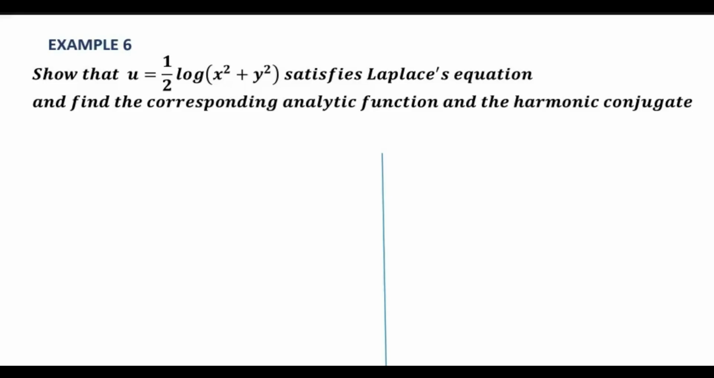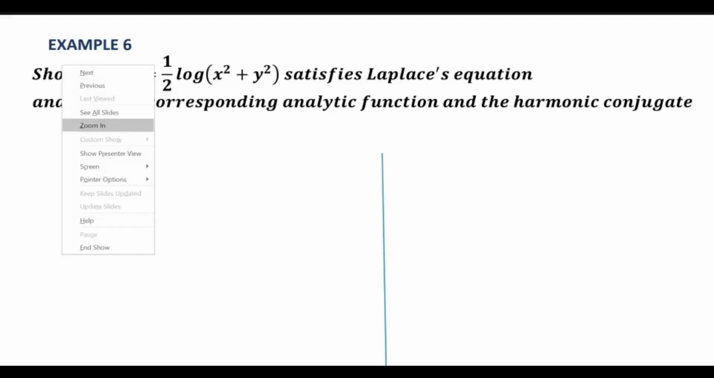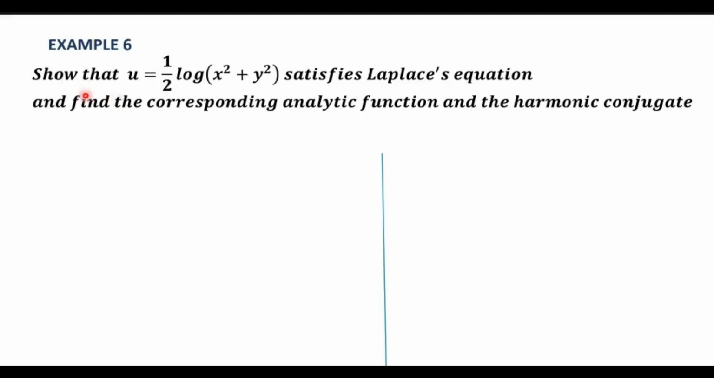Okay. So what we have seen yesterday, what is the Laplace equation? Laplace equation is del square phi, which is dou square phi by dou x square plus dou square phi by dou y square. The other name for Laplace equation is the harmonic function. A function which satisfies the Laplace equation is called a harmonic function. So if we have to show that u is a harmonic function, then we have to show that dou square u by dou x square plus dou square u by dou y square is equal to 0. So here also you have to show that u is equal to half log x square plus y square satisfies Laplace equation, or in other words, that u is harmonic.